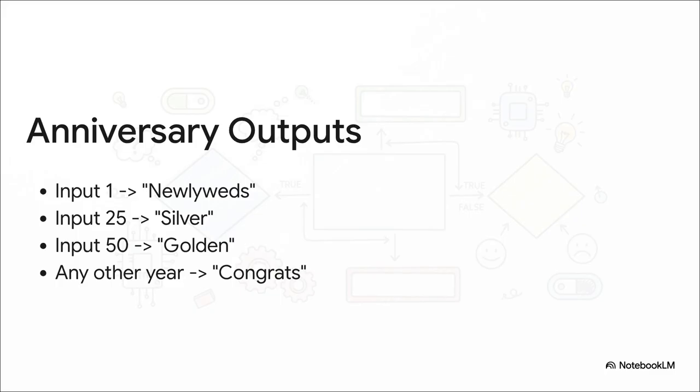If you type in 25, it skips the first check, gets a yes on the second one, prints silver, and then it's done. It jumps all the way to the end. But for any other number, like say 10 or 32, it's going to fail all the specific checks and land on that final else branch, which just prints congrats.